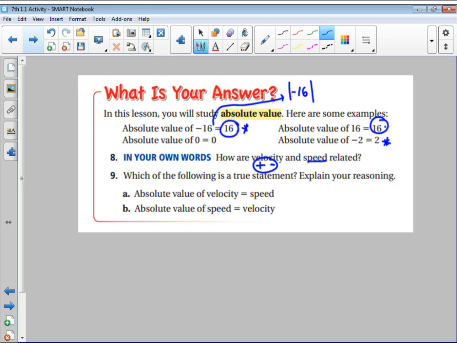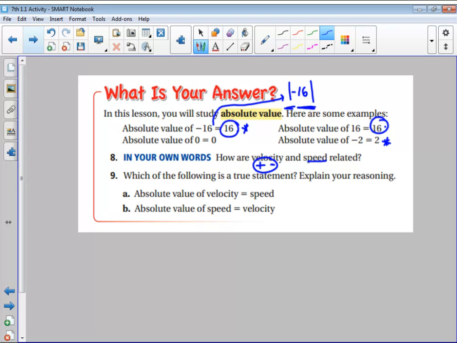Number 9 says, which of the following is a true statement? Explain your reasoning. So these are kind of confusing to me. I'm a very visual person, so I tend to need those visuals to help me understand what they're talking about here. So letter A says, absolute value of velocity is equal to the speed. So absolute value, remember that's this symbol up here. So the absolute value of velocity is equal to the speed.